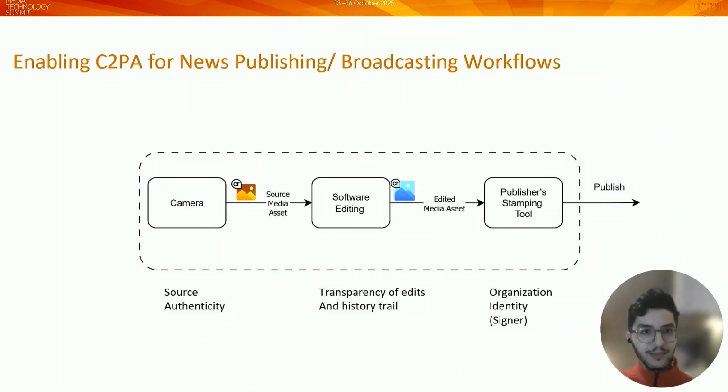To enable C2PA for this simple workflow, we start at the camera, which captures the photo or video and attaches a source manifest with cryptographic hashes and a device signature. The asset moves into a software editing tool, where the tool imports and preserves that C2PA manifest, records edits as a new claim, and outputs an edited media asset with an updated provenance chain. Next, the publisher's stamping tool verifies the chain, applies the organization's certificate and trusted timestamp, enforces any redactions, and soft binds the manifest so it stays discoverable. Finally, the media gets published, and readers and platforms can now verify who created it, what changed, and that nothing was tampered with.